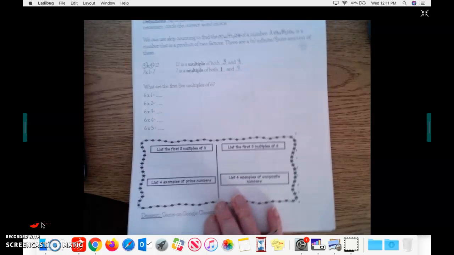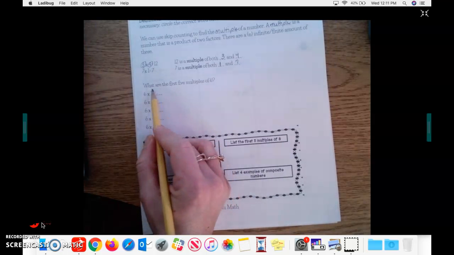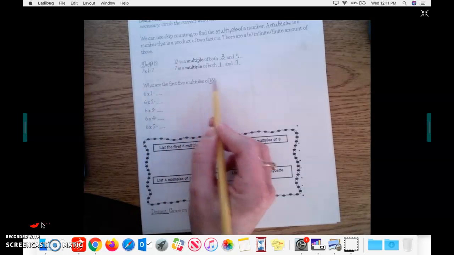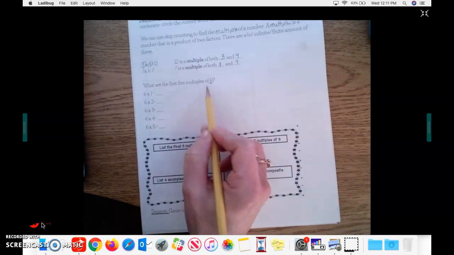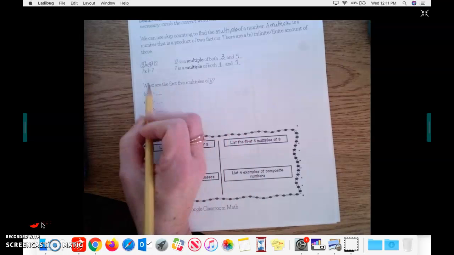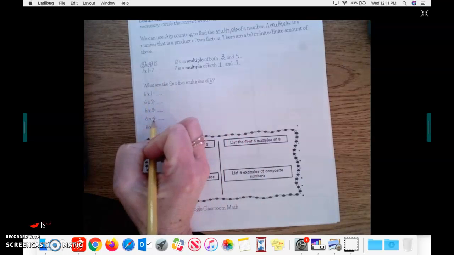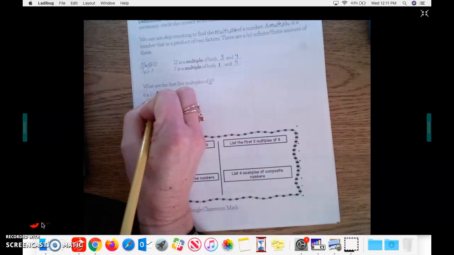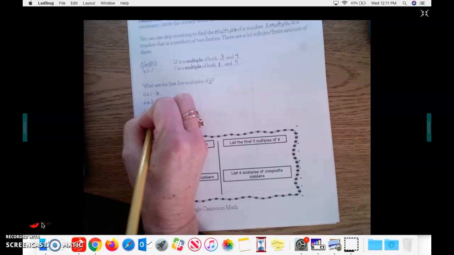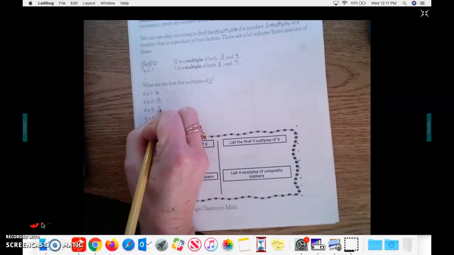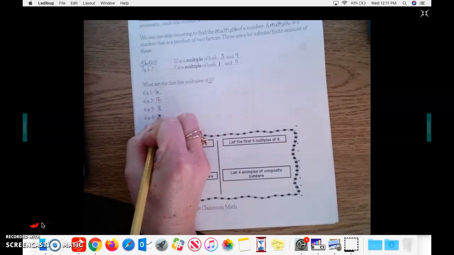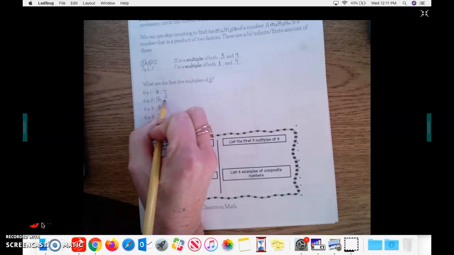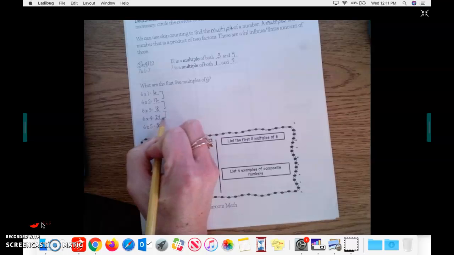Okay? All right, here under this section, you're going to be listing the first 5 multiples of 6. So that should tell you, I need to skip count by 6. So you're just going to solve these multiplication problems, and that will give you the first 5 multiples. So 6 times 1 is 6. 6 times 2 is 12. 6 times 3 is 18. 6 times 4 is 24. 6 times 5 is 30. So each time, it's going up by 6 more.